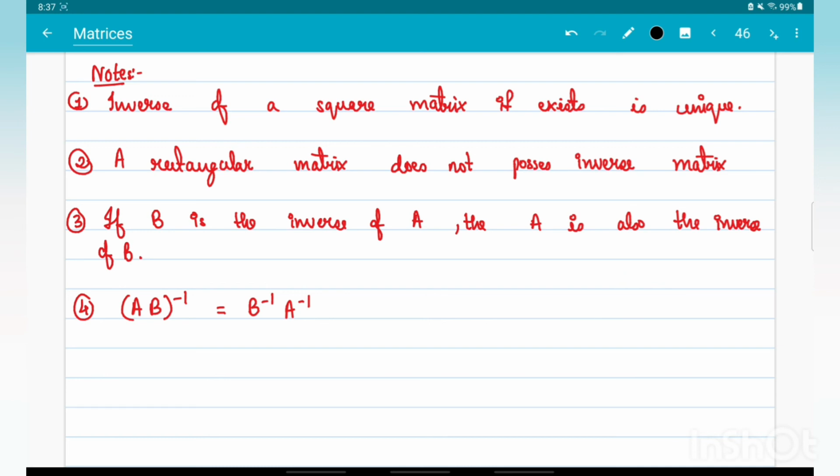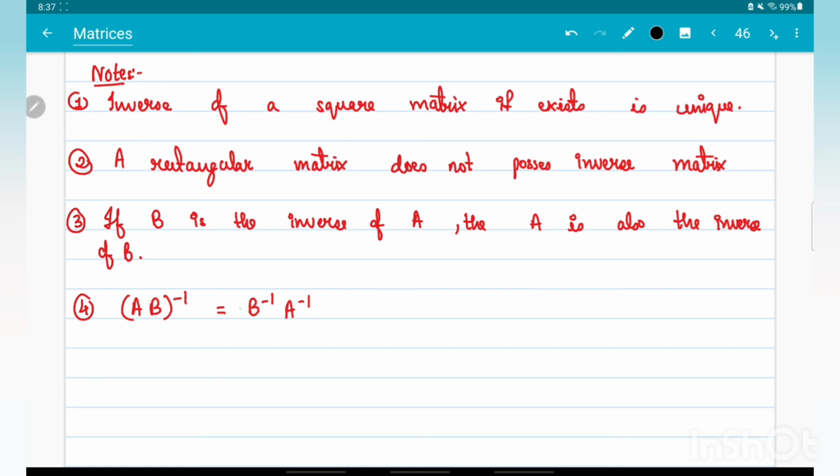Now the third point says that if B is the inverse of A, then A is also the inverse of B. This one we saw with our previous example, that if there is some matrix B and that is the inverse of A, then we can say that A is also the inverse of B. That means both of them are inverse of each other.